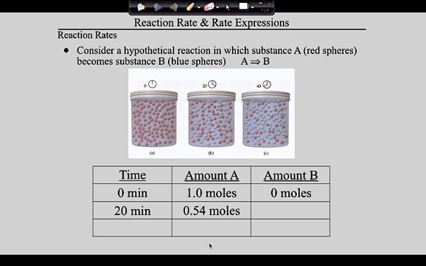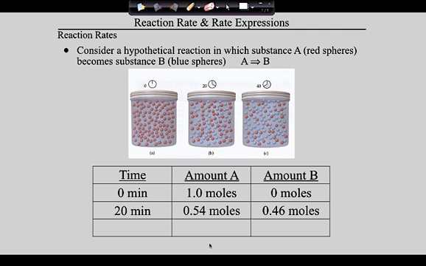After 20 minutes, they did the counting, and there were 100 dots. Now there's 54 dots. So there's that fraction of a mole, 0.54. So now the question is this: how much B is there going to be? Do you see that? There's going to be 0.46 moles of B.